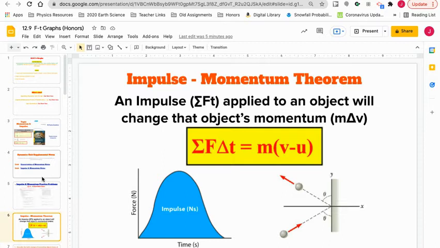Just a quick reminder, the impulse momentum theorem. So again, impulse is the net force times time, and the change in momentum is mass times change in velocity. And again, here is a force versus time graph. If we look at the area under the curve, the integral, that is our impulse. We could also say it is our change in momentum.